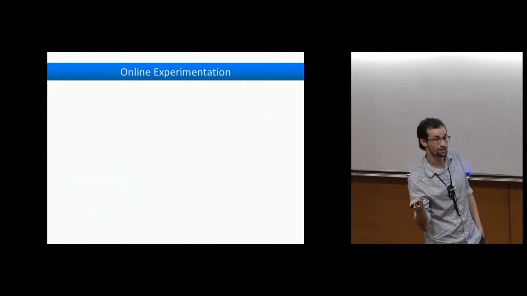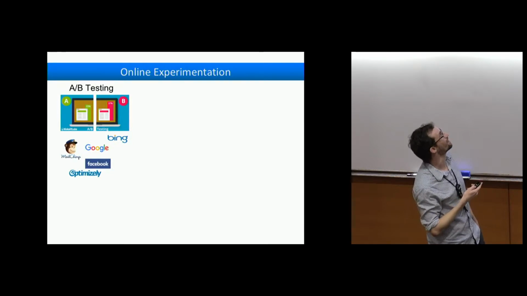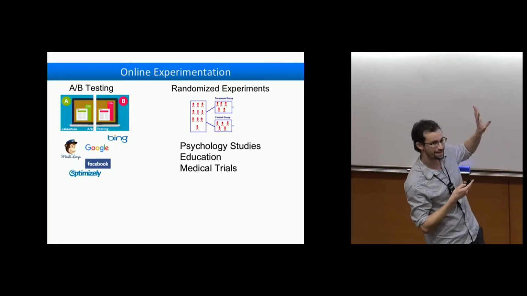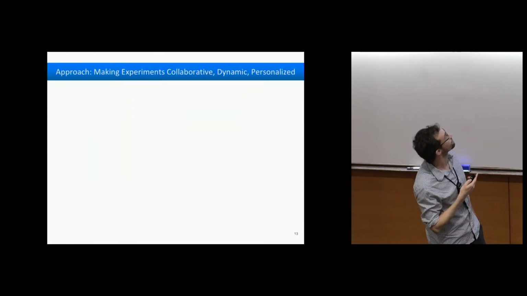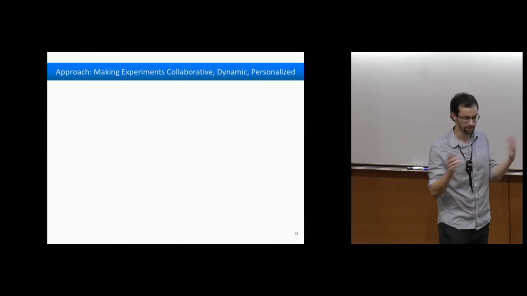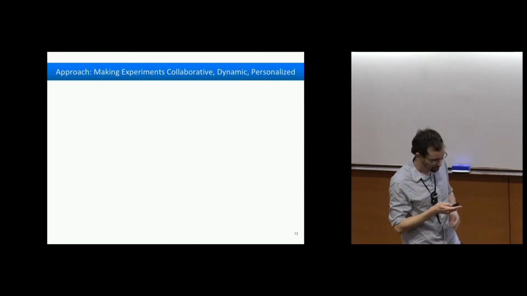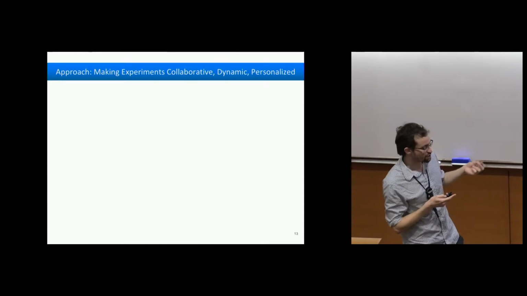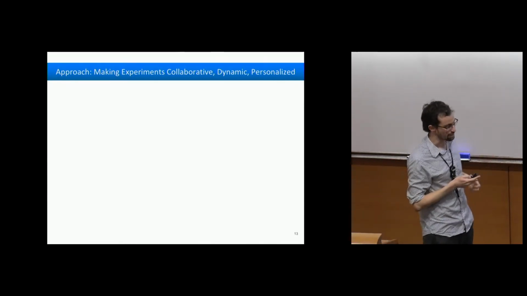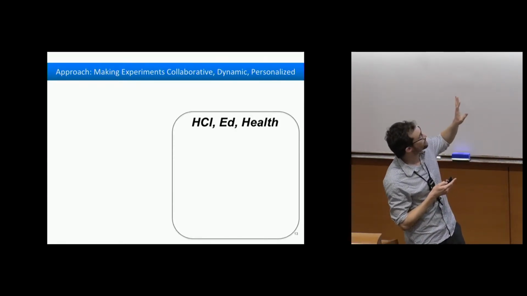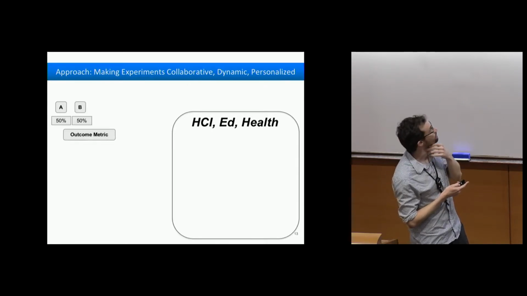You can guess what kind of approach I'm going to take. Merging things like A-B testing with randomized experiments. So here's the high-level approach of everything that we do, the vision that guides us. We want to reimagine experiments so that they're collaborative, dynamic, and personalized. And so it's how we tackle issues in HCI, education, and health.